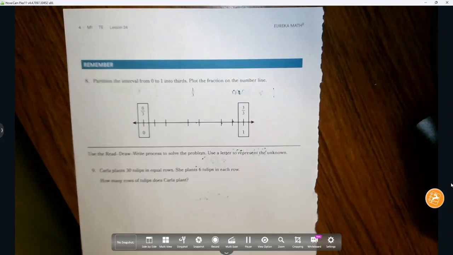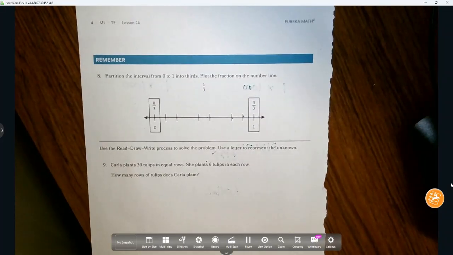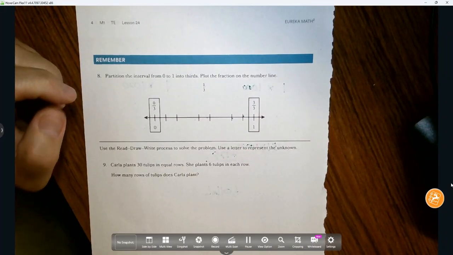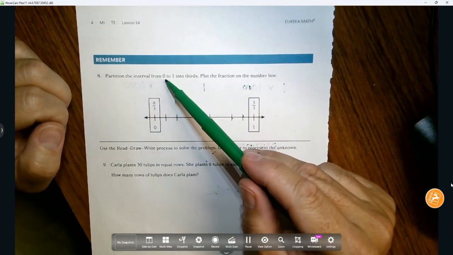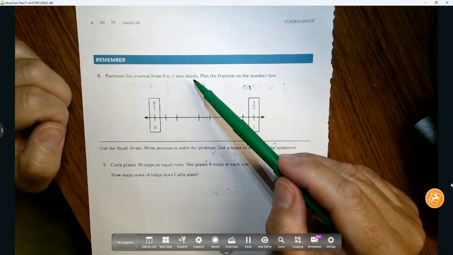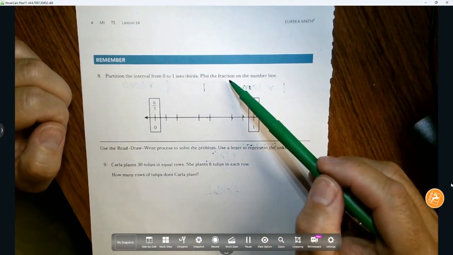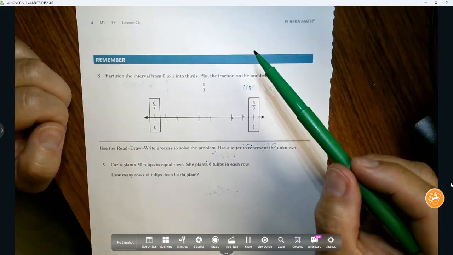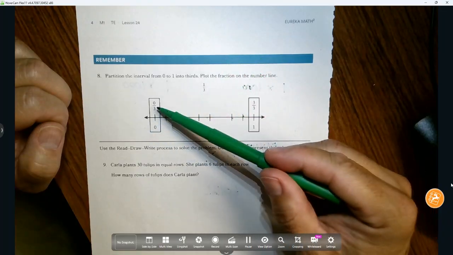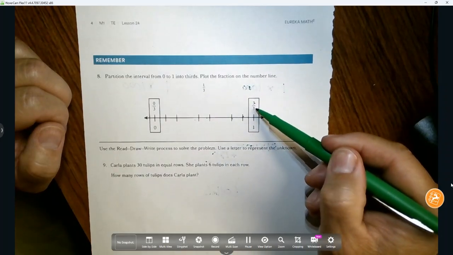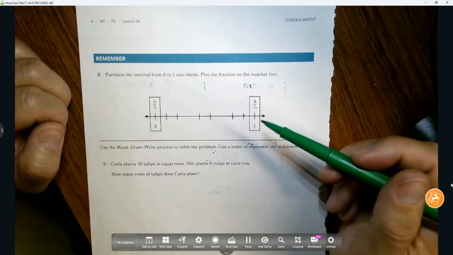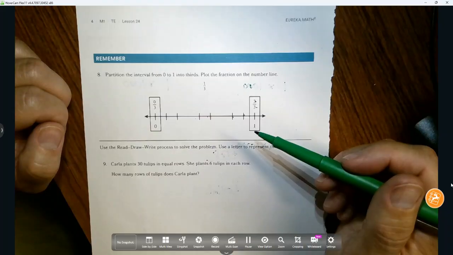All right, on the back, this one's a bit different. We haven't done this a lot. Okay, so it says partition the interval from 0 to 1 into thirds. Plot the fraction on the line. So we have 0 thirds, and then we have 3 thirds. So every third we put up there, we're adding another third.